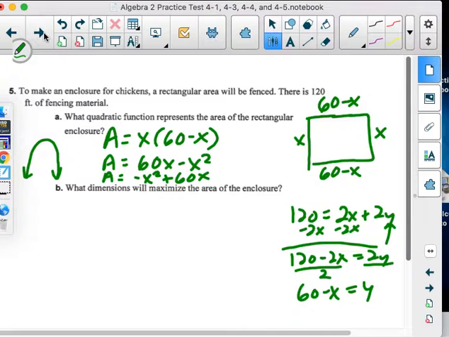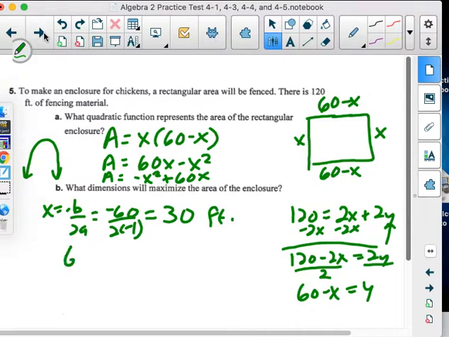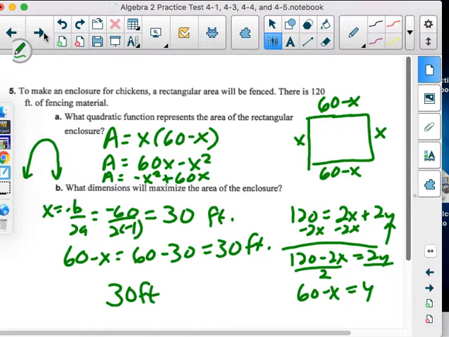And this is in standard form, so we'll do x equals negative b over 2a, which would be negative 60 over 2 times negative 1. Negative 60 divided by negative 2 is 30. So we'll have 30 feet for one dimension. Well, the other dimension is 60 minus x, so that's going to be 60 minus 30, which is also 30. So to maximize the area of the enclosure, we need 30 feet by 30 feet.